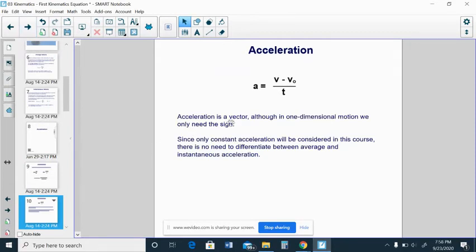So since acceleration is a vector, we'll only be needing a sign, so positive or negative. You can have a positive or negative acceleration. Since we're only considering constant acceleration, there's no need to differentiate between average and instantaneous acceleration. So we're only going to be looking at acceleration as a constant.